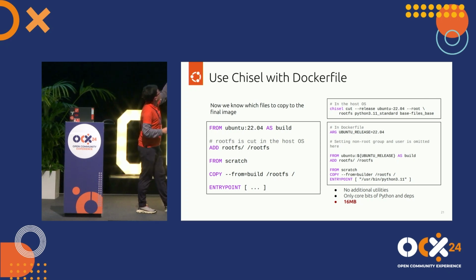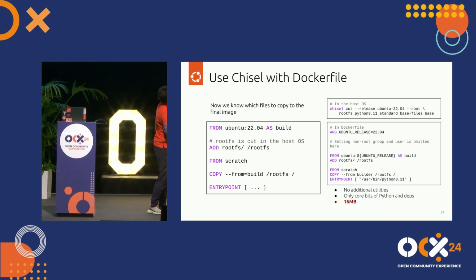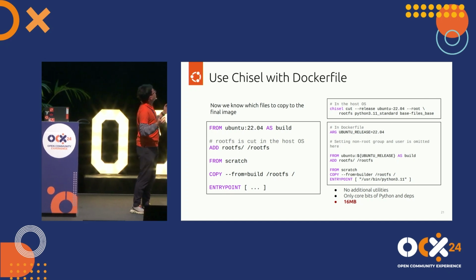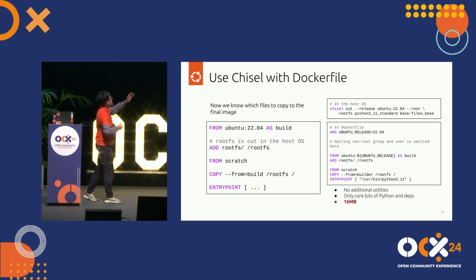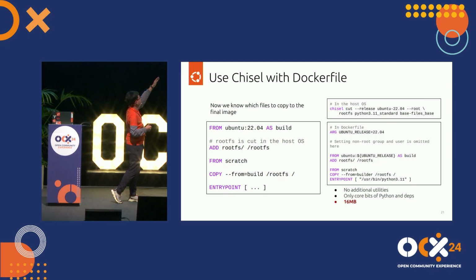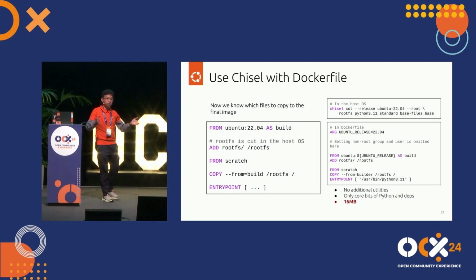So basically, we let Chisel cut the files. Say Python 3.11, and the slice name is standard. And we also cut those base files into the file system. And in the Dockerfile, the most important part is we just copy the rootfs to the root path of the final image, and also properly set the entry point.